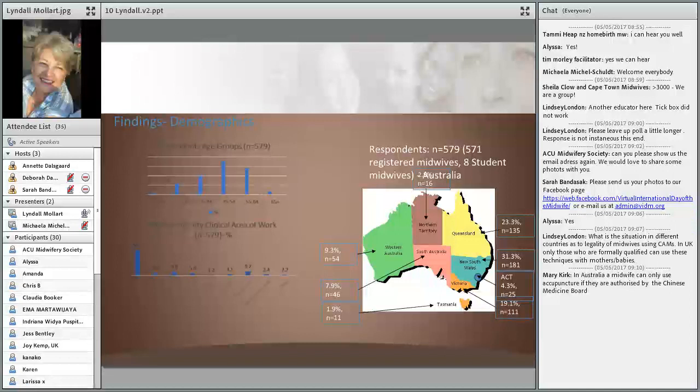As there were only 8 student midwives in the survey, we did not do a separate analysis, and for the remainder of this presentation, rather than saying registered midwife, student midwife, I'll refer to the total respondents as midwives.